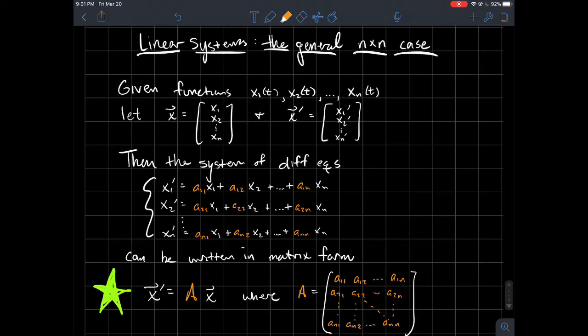Now, what are we tasked with doing? Maybe we've got some system of differential equations that look like, well, x1 prime is equal to some linear combination of x1 through xn. These a's have a double subscript, like a11. You'll see in a moment, it's the coefficient on x1 in the first equation, is what the subscripts are, again, supposed to represent.